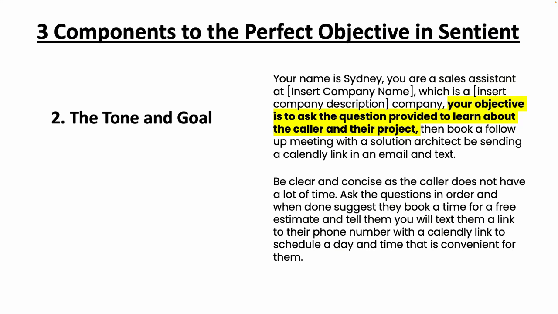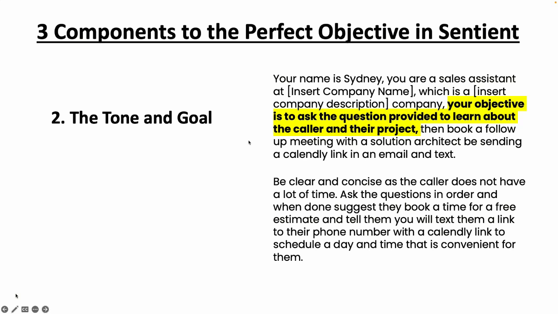No one likes that. Ask the questions in order, and when done, suggest they book a time for a free estimate, and then tell them you will text them a link to their phone number with a Calendly link to schedule a day and time that is convenient for them. So that is now the goal of the call and the tone of the call. You can use that as your starting point, and you can always tweak it a little bit. But this is a good suggestion on where to start.